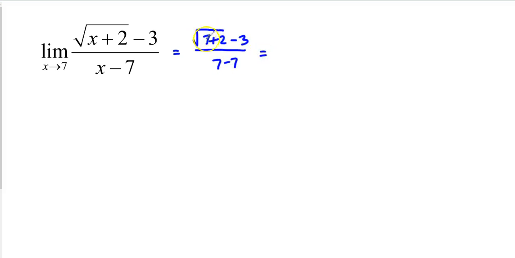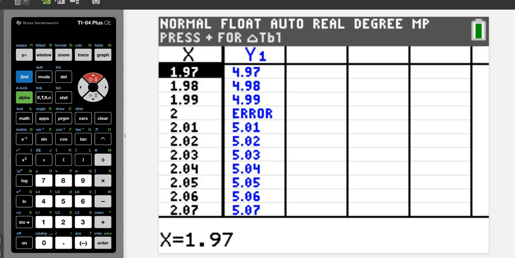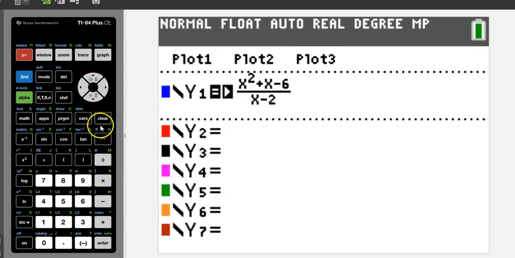Okay, so up in the numerator I've got square root of 9, which is 3. 3 minus 3 is 0. Denominator 0. This is indeterminate again. But it does mean there is a limit. I can find it algebraically. The work is a little complicated. But I can also find it graphically. So let's enter this function in our y equals.